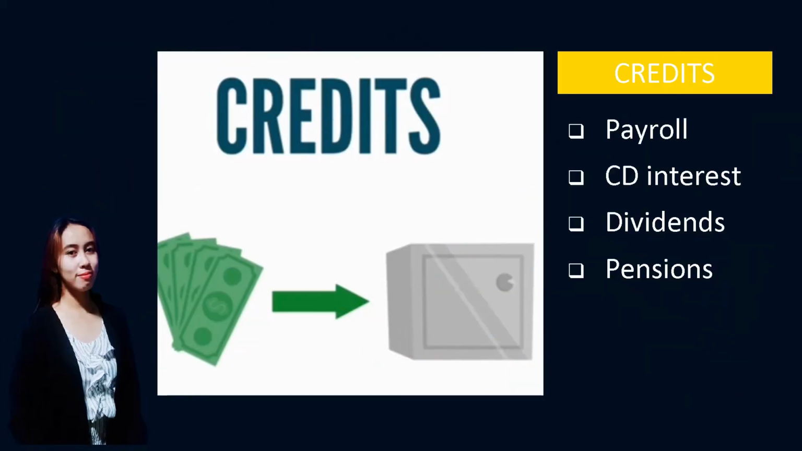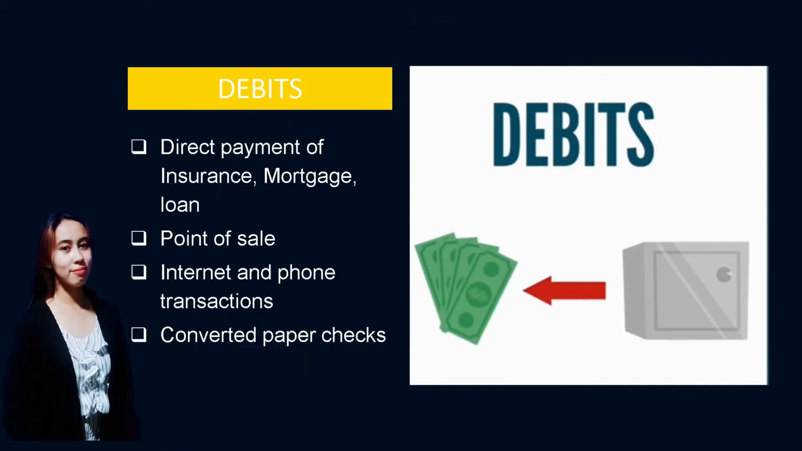Some examples of credit for consumer transactions are payroll, CD interest, dividends, and pensions. Some examples of debit to a consumer account will be insurance, mortgage, and loan payments. It can also be at point of sale, internet transactions, telephone transactions, or converted paper transactions.